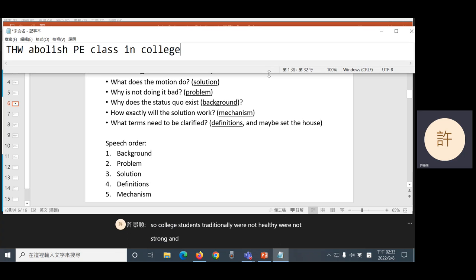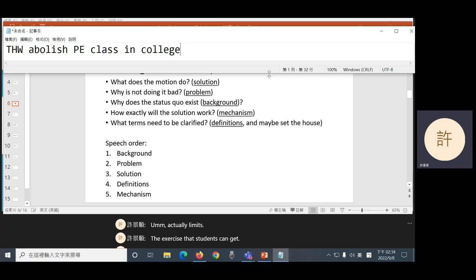And if they turned out not to be good students, they would not be able to contribute much to society. So traditionally, colleges wanted to help their students become more rounded people, more comprehensive students. But the problem today is that it is much easier for students to get into college. You have all different kinds of people in college, and forcing every student to take PE class actually limits the exercise that students can get.